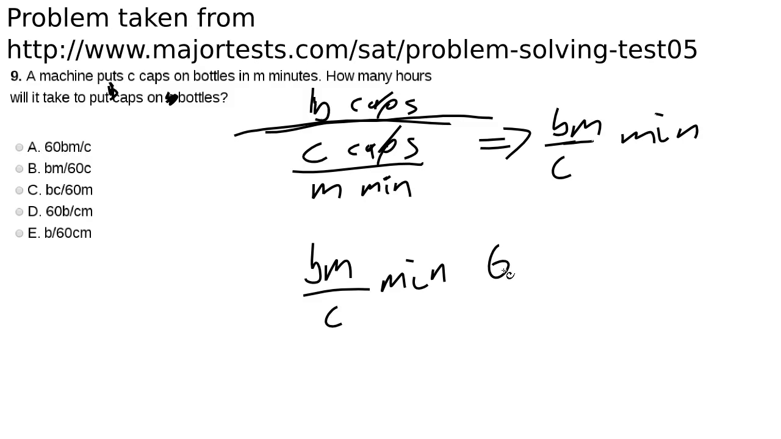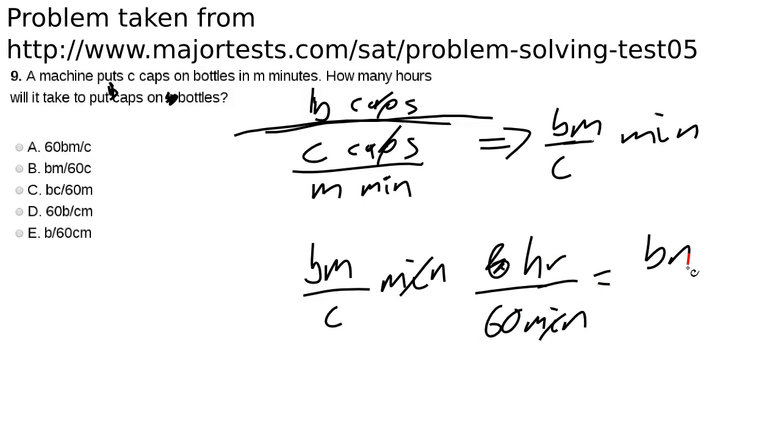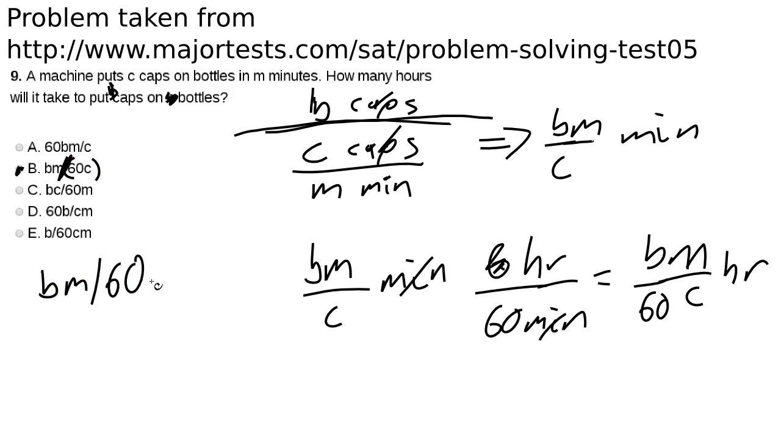No, I want to get rid of the minutes. 60 minutes per hour is going to be BM over C hours. BM, well, what happened to that 60? Be careful, buddy. BM over 60C, which incidentally, this notation isn't really good the way they've done it. They should have used parentheses. BM over 60C, you just write that.